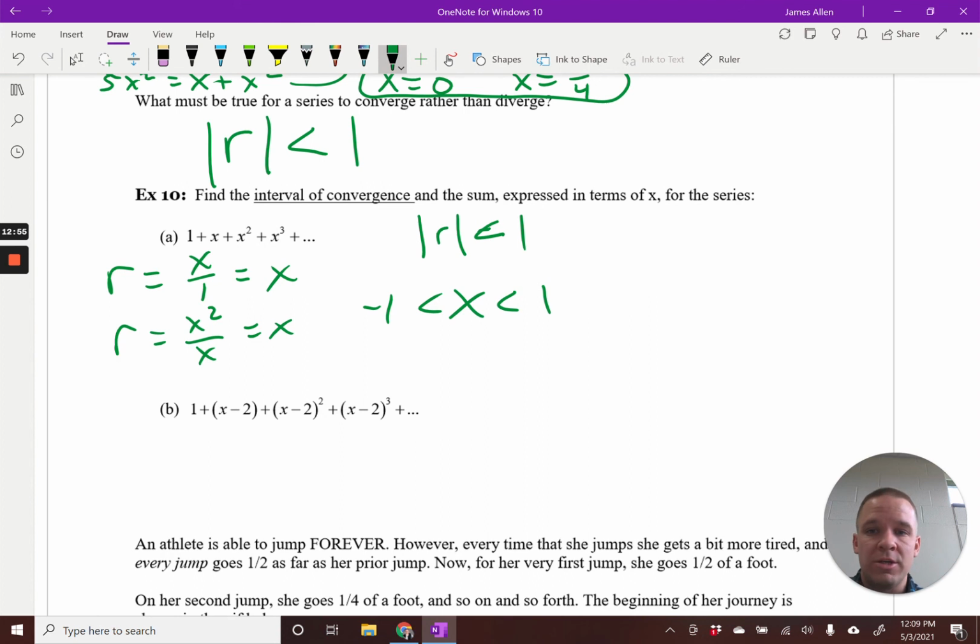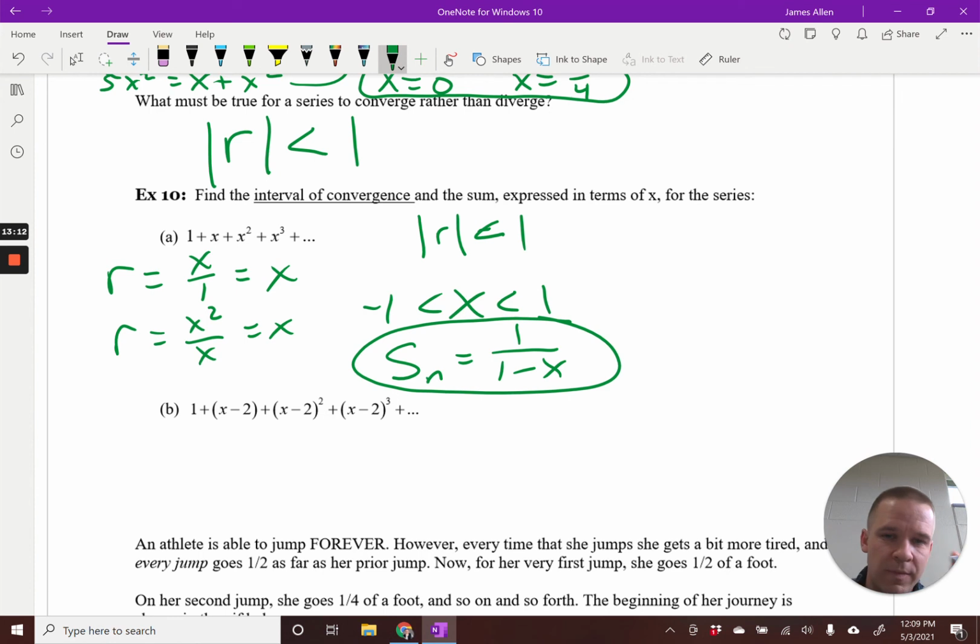That would mean that my series will converge as long as my x value is between -1 and 1 for this particular one. Okay, so my sum is going to end up being my first term, which is 1, divided by 1 minus x, and there's my sum in terms of x. That one seems like, because x and r are the same, let's try the next one here. Okay, I think something a little bit different would help.